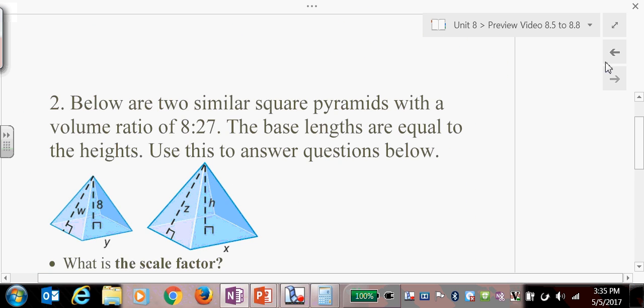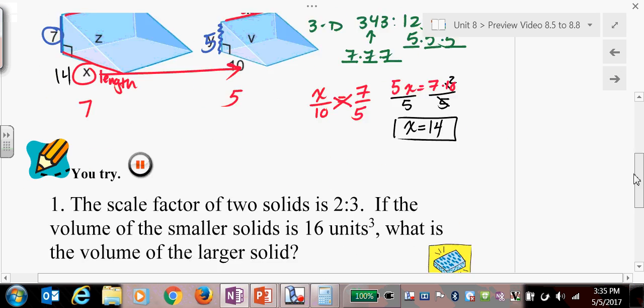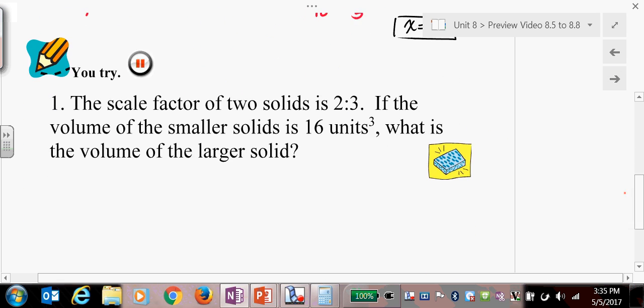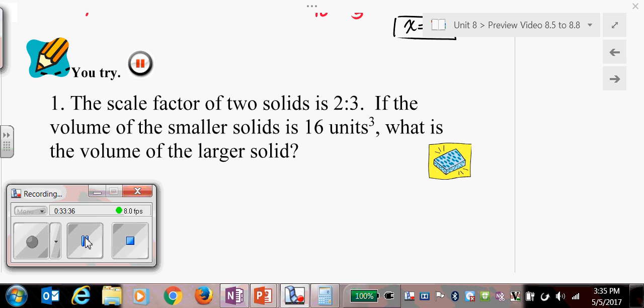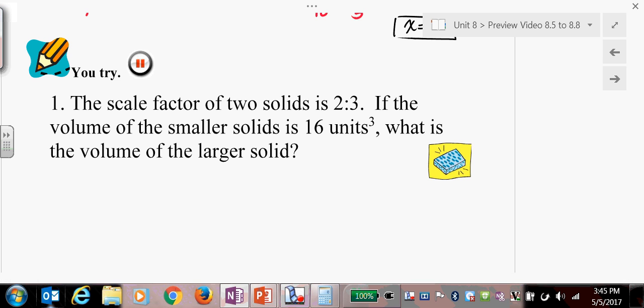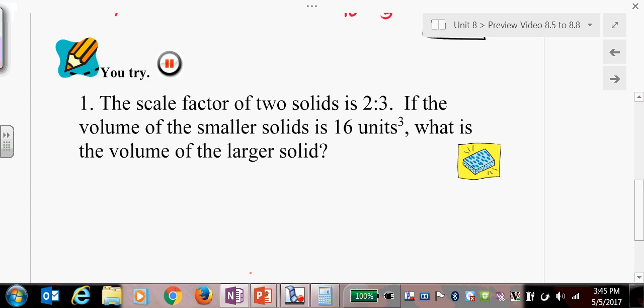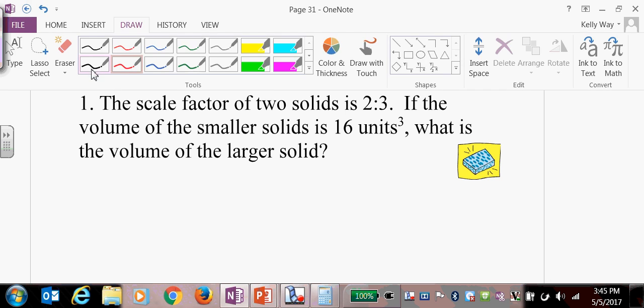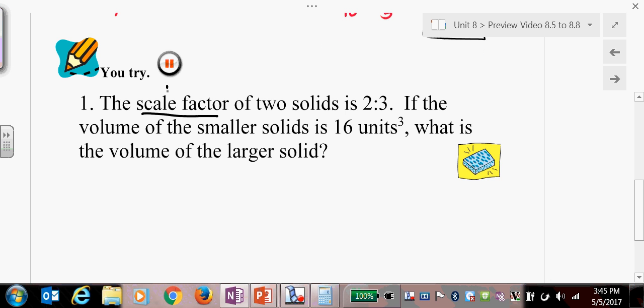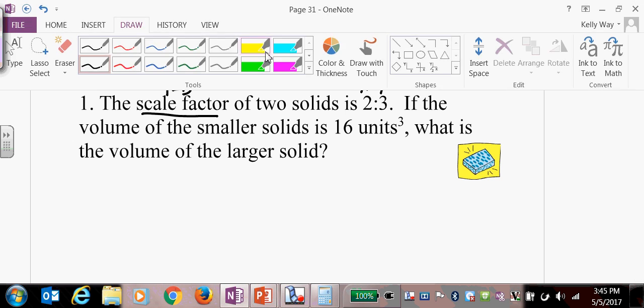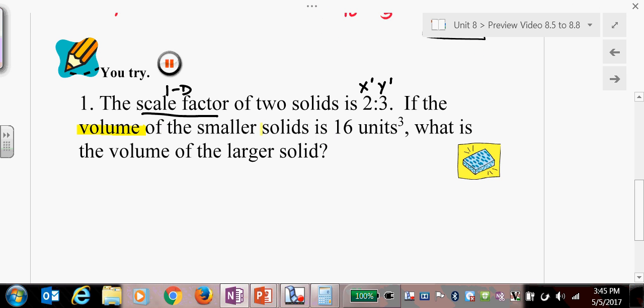I want you to try these two on your own. Pause the video and then restart. Okay, students, let's see how you did here. So it says right here, the scale factor, underline the phrase scale factor, that's 1 dimension, is 2 to 3. So that means we have x to the first, y to the first. The volume of a smaller solid is 16 units cubed. What is the volume of the larger solid?